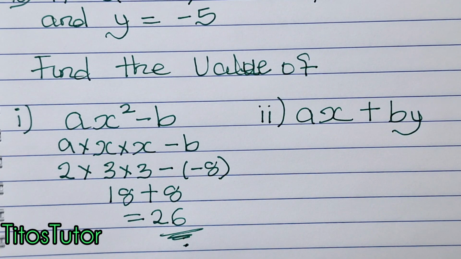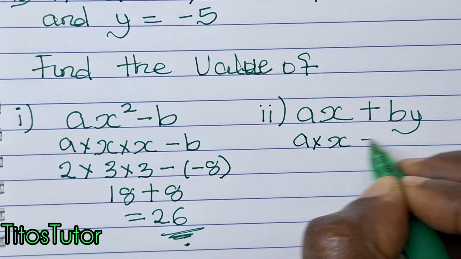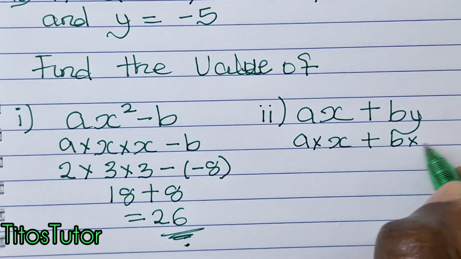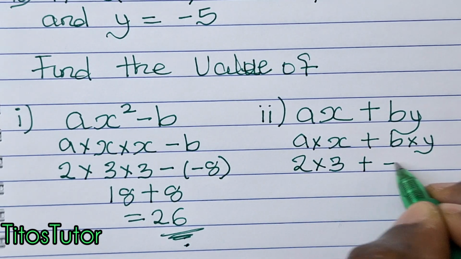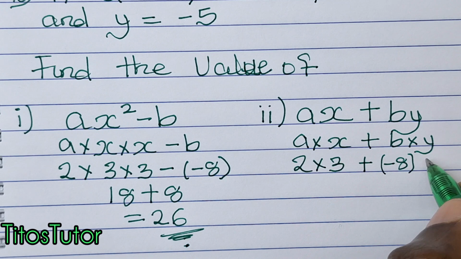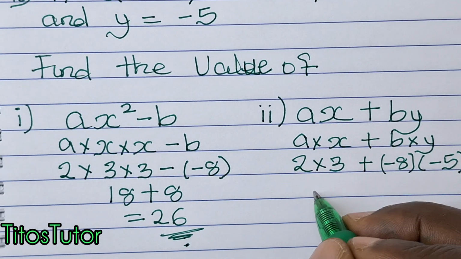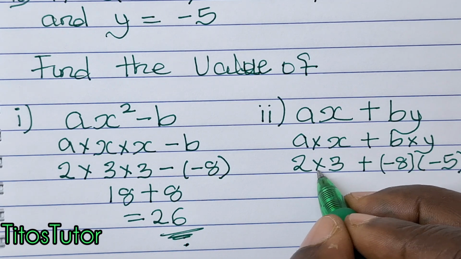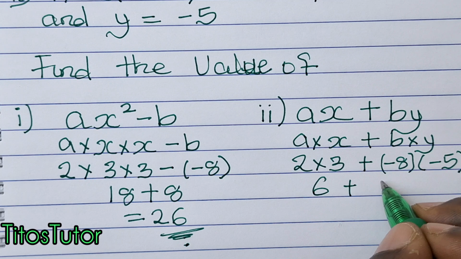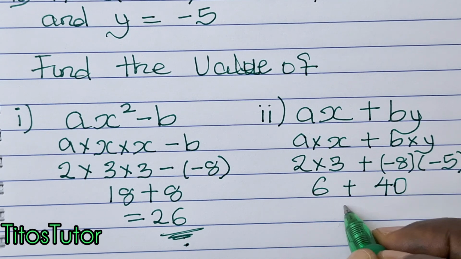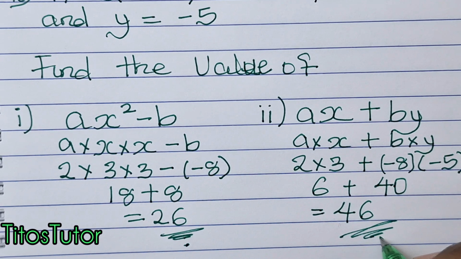And for the second one, it's ax, meaning a times x, plus by, meaning b times y. a is 2, x is 3, plus b is a negative 8, multiplying by a negative 5. We're multiplying first before we add. 2 times 3 is 6, plus a negative 8 times a negative 5 is a positive 40. So final answer is 46, and we are done.